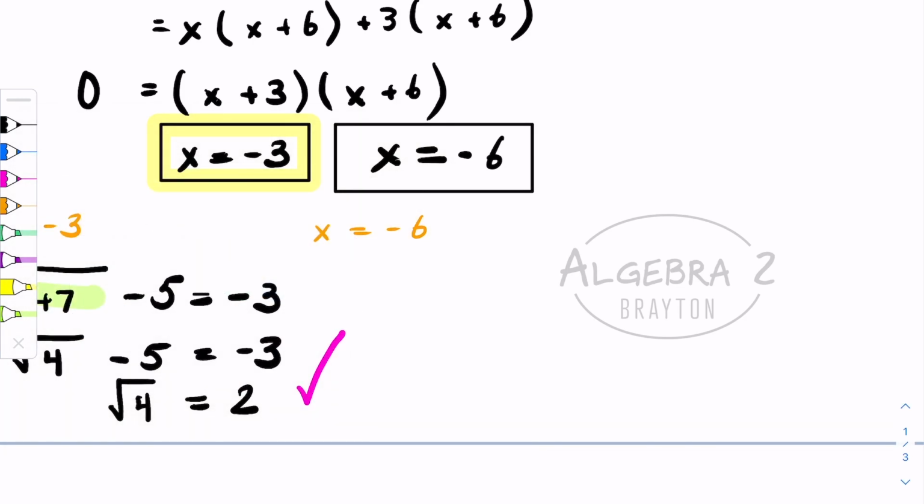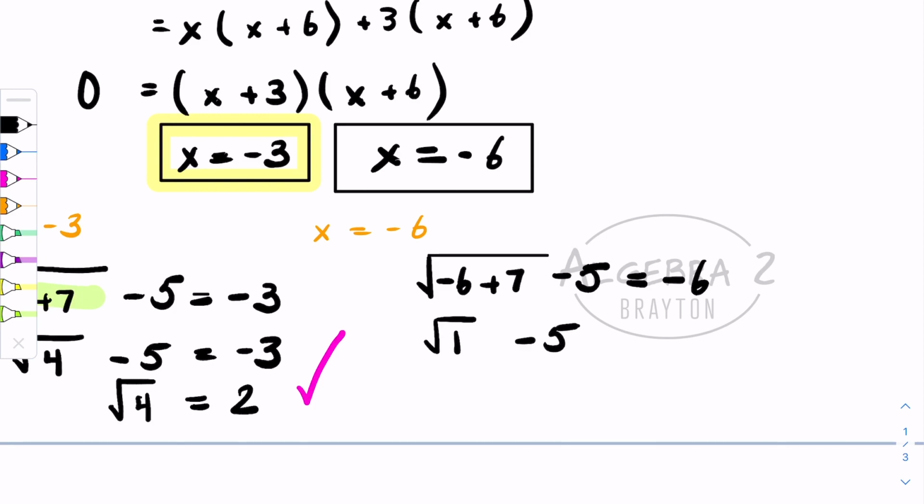Next, we're testing x equals negative 6. This gives us the square root of negative 6 plus 7 minus 5 is equal to negative 6. Negative 6 plus 7 is the square root of 1 minus 5 is equal to negative 6. Add 5 to both sides. The square root of 1 is equal to negative 6 plus 5, which is negative 1.